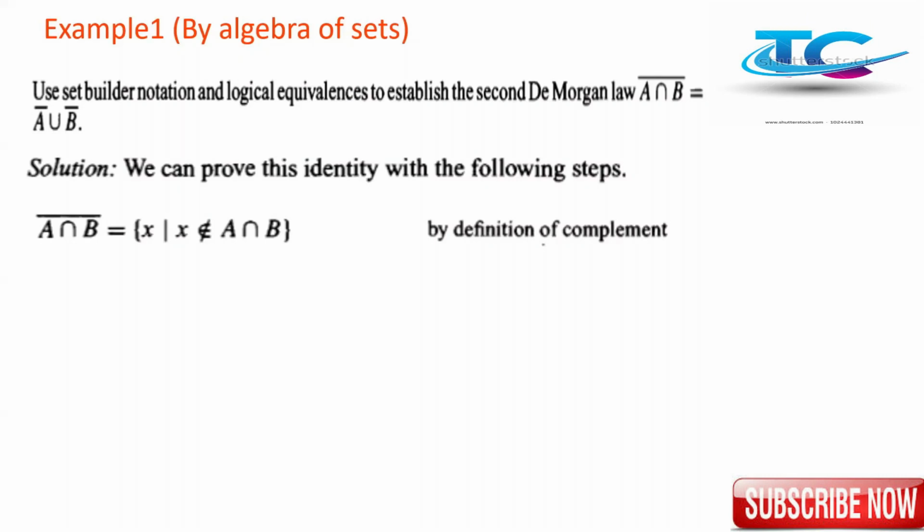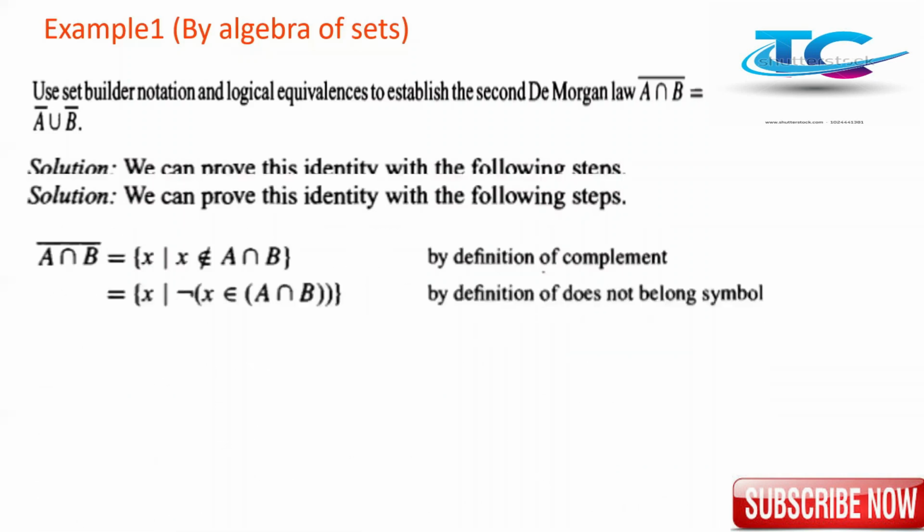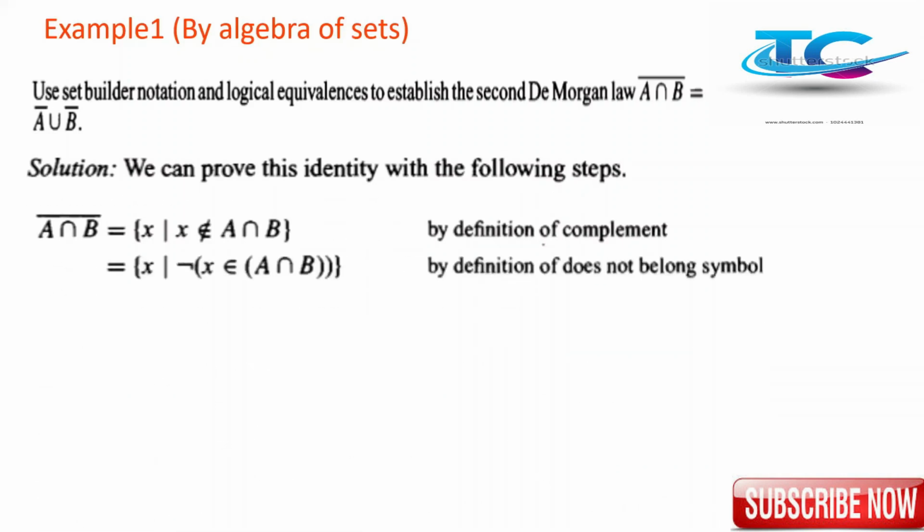If some element belongs to the complement, then it does not belong to the original set, right? So this is by definition of complement. Then the next step: the does-not-belong symbol can also be written like this, as the negation of X being an element of A intersection B. So the does-not-belong symbol can be written as X belongs to A intersection B with this whole term under the negation sign.